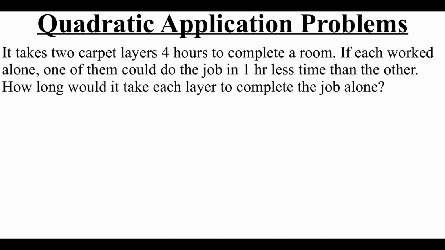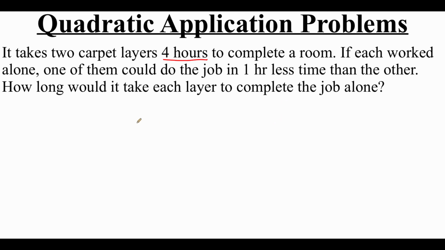Now in this example, we've got a couple of carpet layers, and it takes them 4 hours to complete a room if they're working together. But if they're working alone, one of them could do the job in 1 hour less time than the other. And we want to figure out how long it would take each layer to complete the job alone. So we've got that 4-hour time when they're working together.